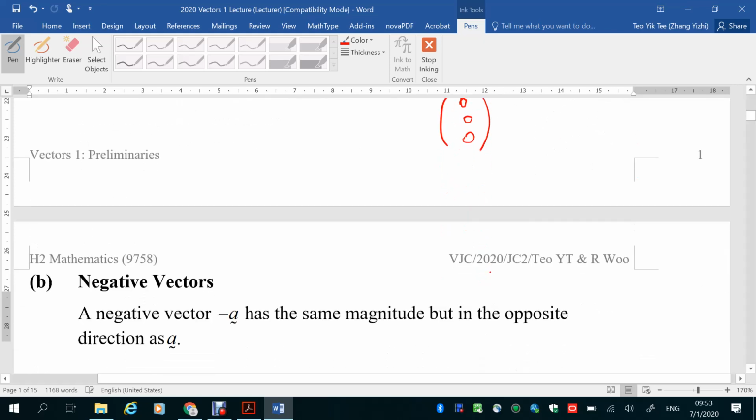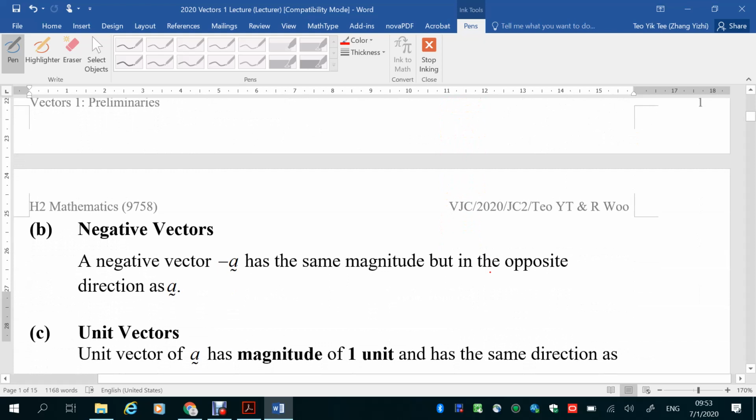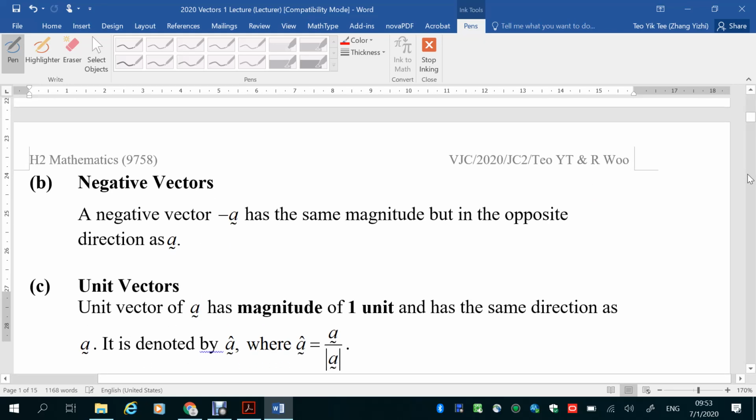Okay, so far so good. Then, if I say I have a vector A, and I have another vector negative A, can anyone tell me what's the difference? Different direction only. If A is to your left, that means minus A is to your right. But they share the same length. Okay, easy so far? Next definition, unit vector.